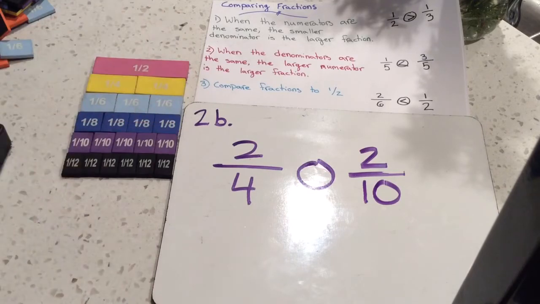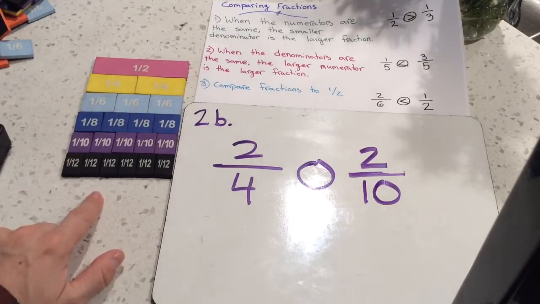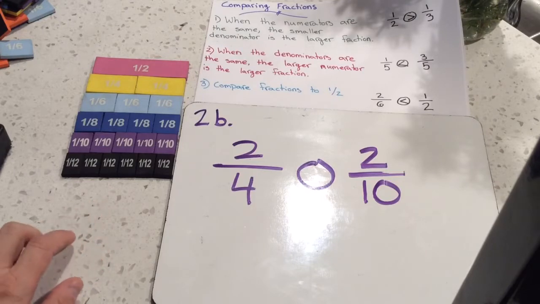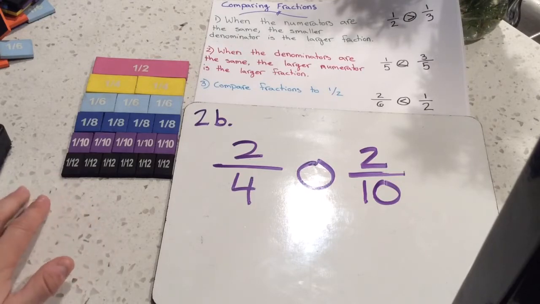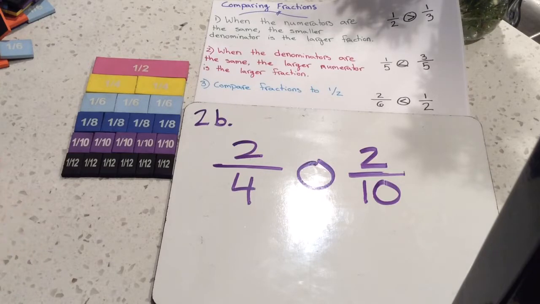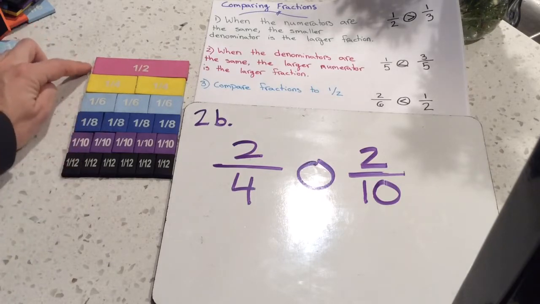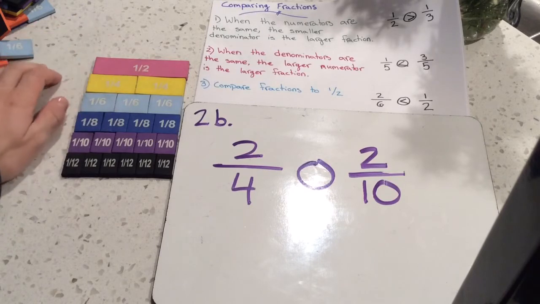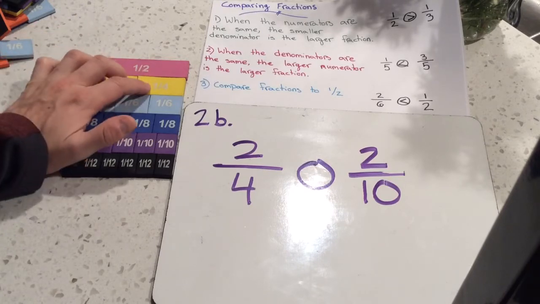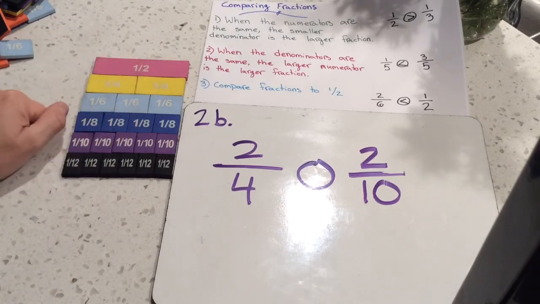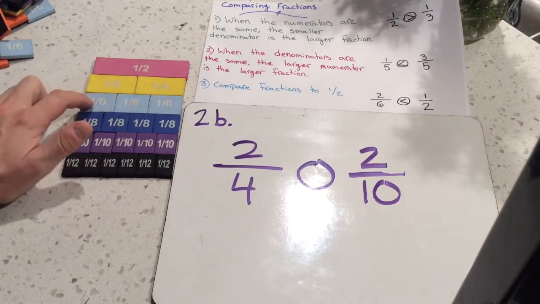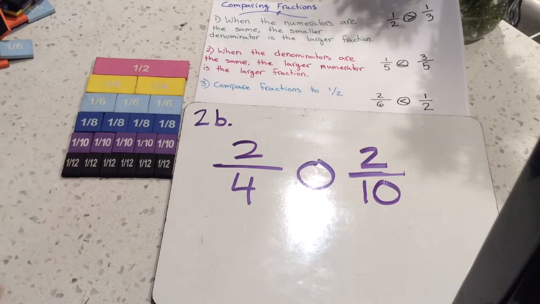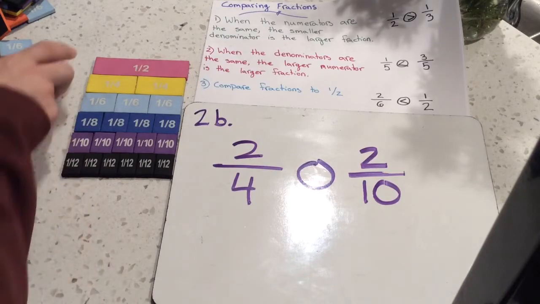So if you notice, off to the side, I have some fraction strips here. And each of these fractions is representing 1/2. So I have, starting at the top, 1/2. Here I have 1/4 and 1/4, which makes 2/4. So 2/4 is equal to 1/2. Here I have 3/6, 4/8, 5/10, and I have 6/12.